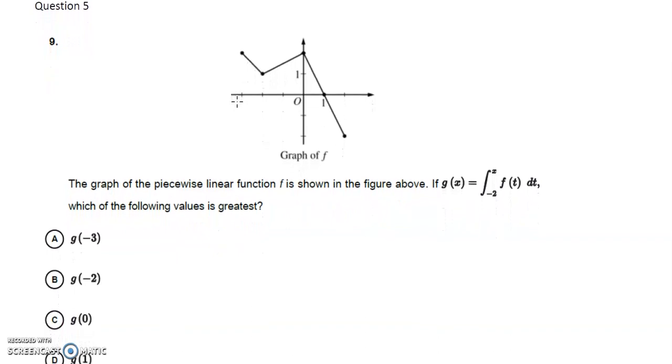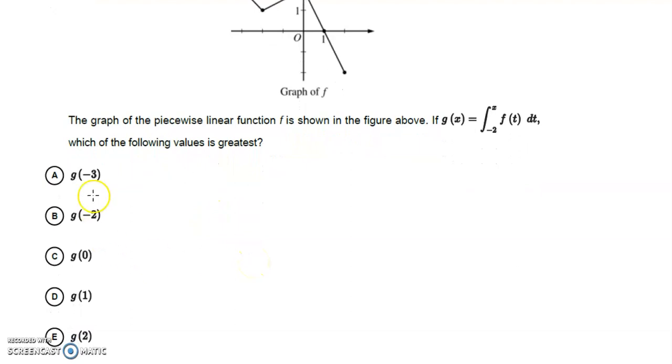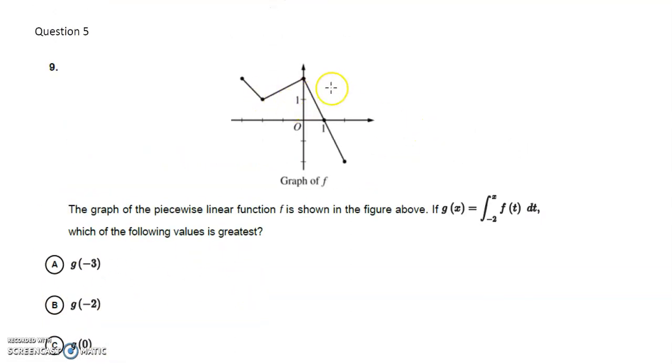This one, they tell me that G is the integral from -2 to x, right? So -2 is here, right? Of f of t dt, right? And they ask me which of the following values is the greatest. You could find all of these, or you could think through it and figure out what would be the greatest for this.